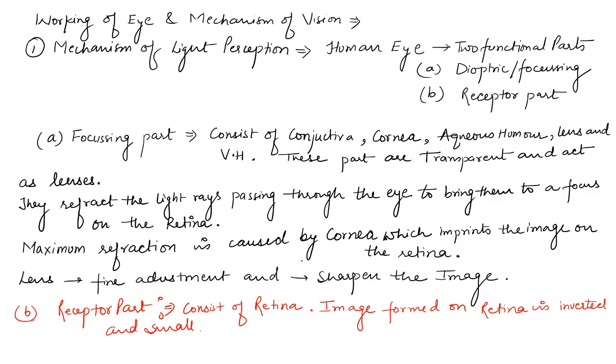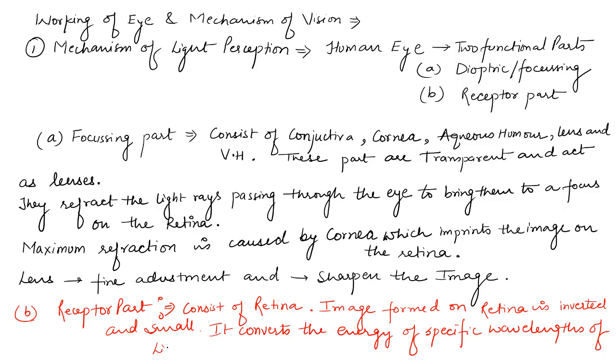So this receptor part of the retina converts the energy of specific wavelengths of light, E is equal to hc by lambda, into action potential.